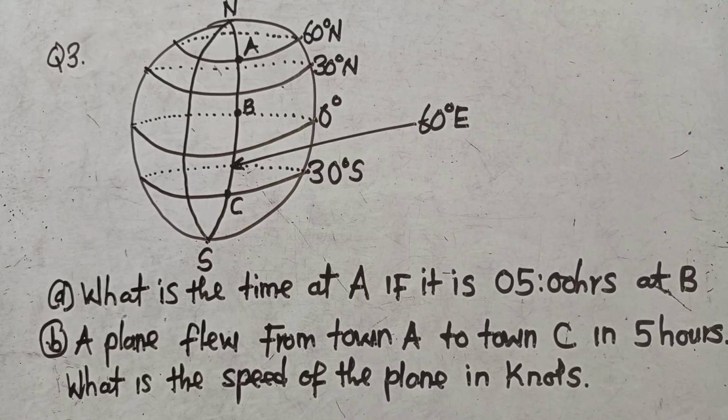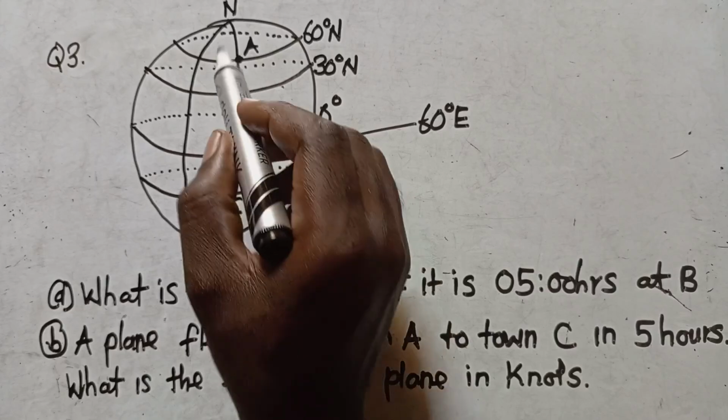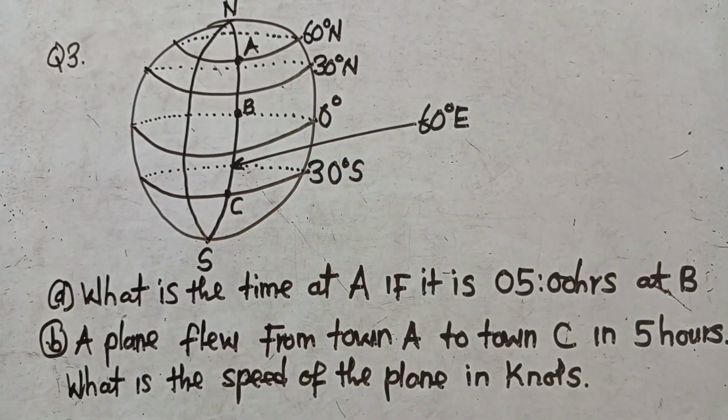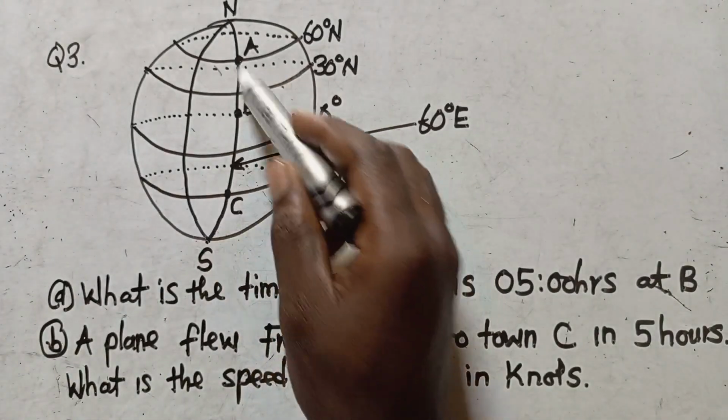For us to answer this particular question, we need to understand that the question is saying, what is the time at A if it is 5 hours at B? What is the time at A if it is 05 at B? You need to understand that as long as 2 points are on the same longitudes, have you seen?